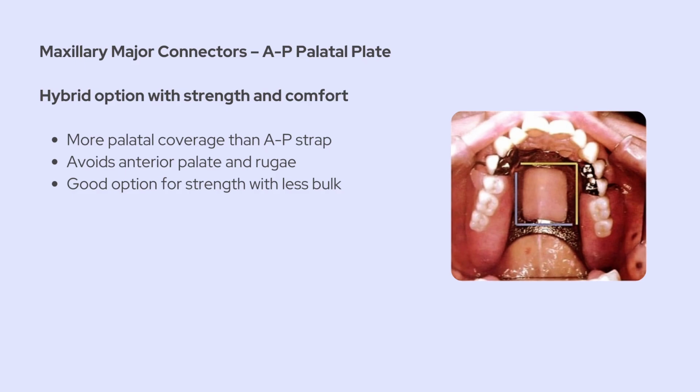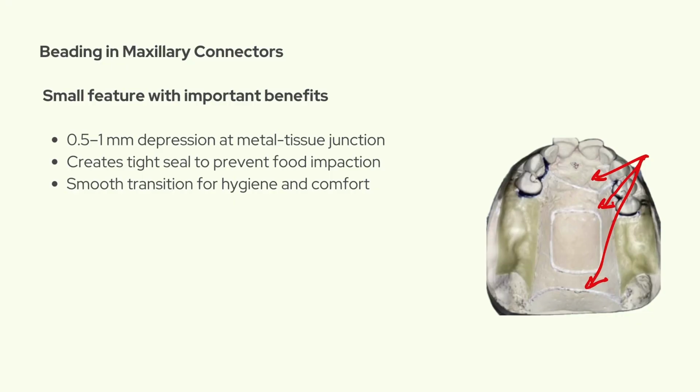Now, something that's unique to the maxilla is called beading. Beading is a little 0.5 to 1 millimeter depression that we carve into the master cast at the edges of the connector. Why do we do that? Well, for two reasons. First, it provides a tight seal between the metal and the palatal tissues, which helps prevent food impaction. And second, it creates a smooth transition between the metal and the tissues. So it ends up being more comfortable and hygienic for the patient.